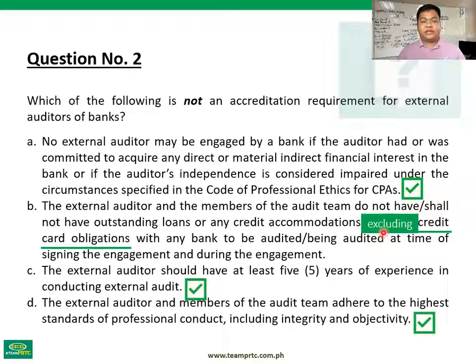Okay, because remember, this is the exception: the credit card obligation available to other credit card holders and fully secured housing or auto loans. As we have mentioned earlier, those are allowed. So even if you have credit card obligation or fully secured housing or auto loan that are not past due, you are allowed to be accredited. So therefore, number 2, the answer is letter B. To make it correct, you have to replace including credit card obligation with excluding credit card obligation. So that's it for the first part of our discussion.